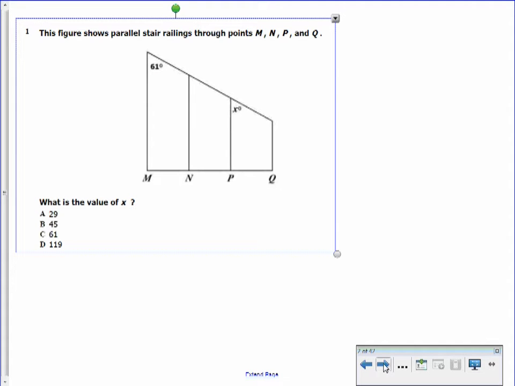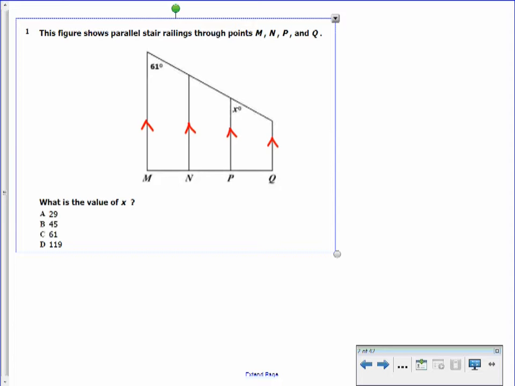Our first problem: we have parallel stair railings through MN and Q and Q. What is the value of X? First thing we have to realize is that we have these parallel lines, all of these guys. This is our transversal going through.